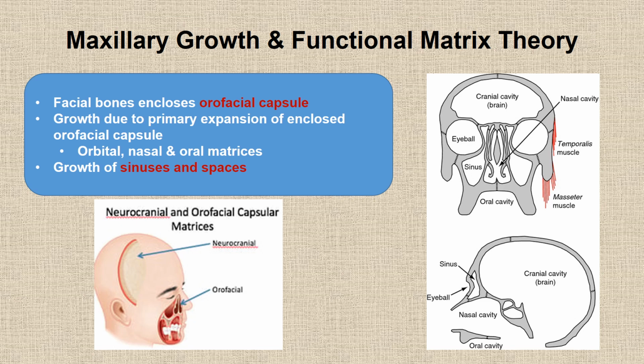Now, how can we apply the functional matrix theory to maxillary growth? Now, the facial bone encloses the orofacial capsule. Growth is due to primary expansion of the enclosed oronasal orofacial capsule. And this orofacial capsule consists of the orbital, nasal, and oral matrices. Now, the growth of the sinus and other spaces also contributes to this expansion of the orofacial capsule.